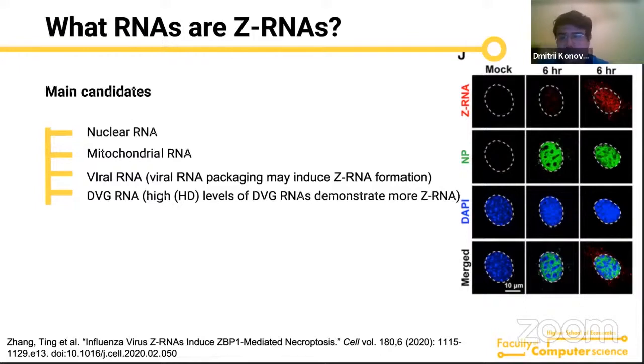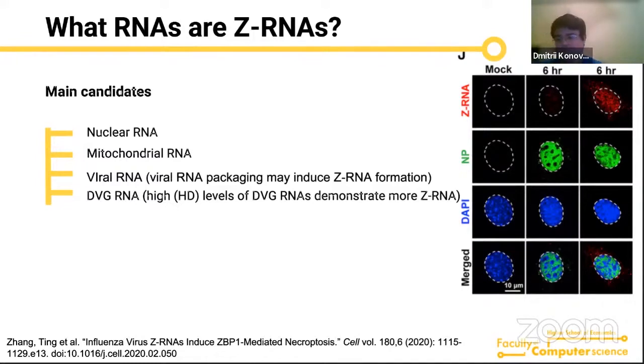And also, one of the candidates is defective viral genomes or defective interfering particles. And it was shown that when we have lots of these particles, we have lots of Z-RNA. You can see on the picture on the left that IAV-LD, it's a cell with a low amount of these particles after 6 hours post-infection, and there is not much Z-RNA. In comparison, on the right, IAV-HD, a high rate of these particles, and lots of Z-RNA.